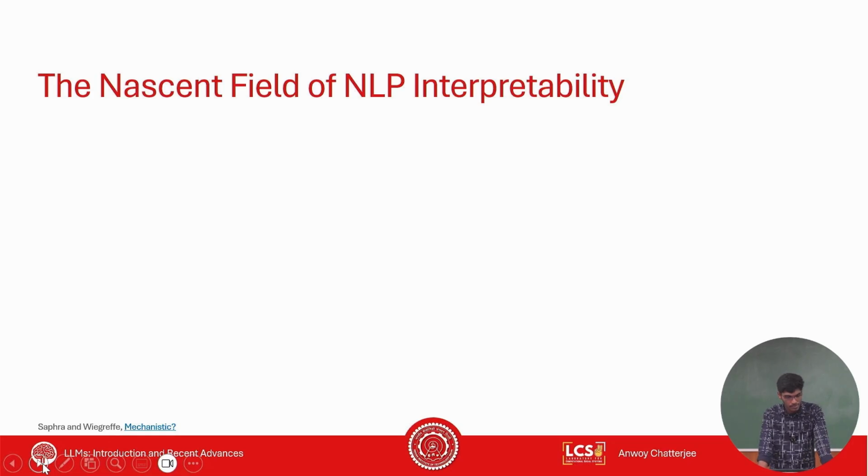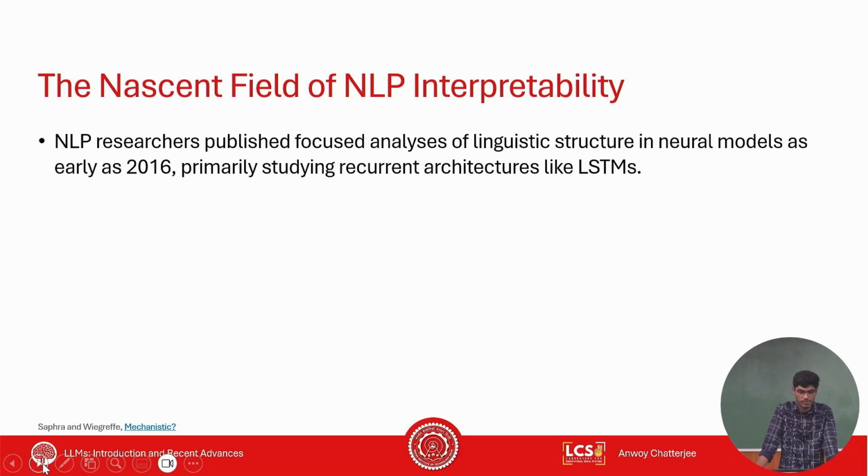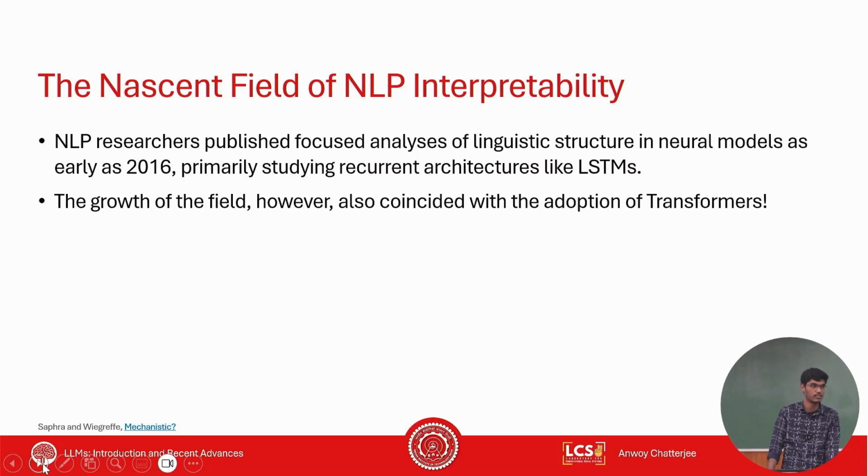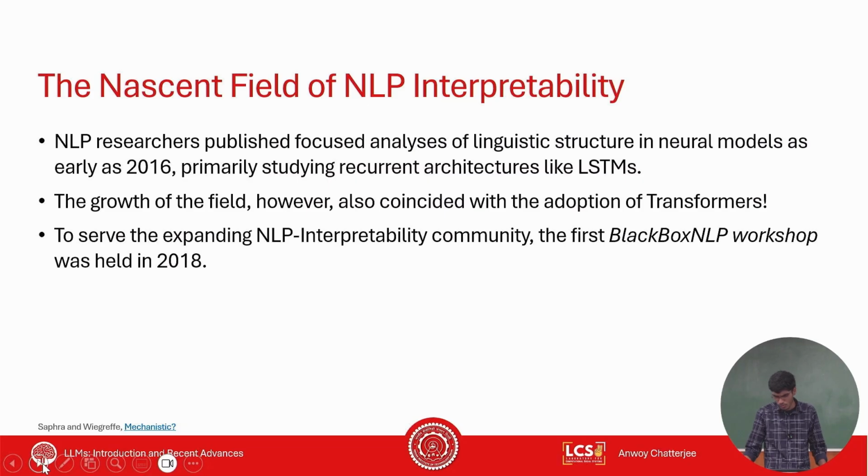So the field of NLP interpretability is actually quite nascent compared to the whole history of NLP. NLP dates back a long way, since I think you can talk about ELIZA and stuff like that. But this field actually started to gain traction around 2016, when researchers were primarily studying recurrent architectures like LSTMs and how they function. And interestingly enough, in 2017, the Transformer was released. So when this field of interpretability was growing, the Transformer drops in. And with Transformers, we don't understand how they work, we just know the architecture. So this coincidence led to a boom in the interpretability community.